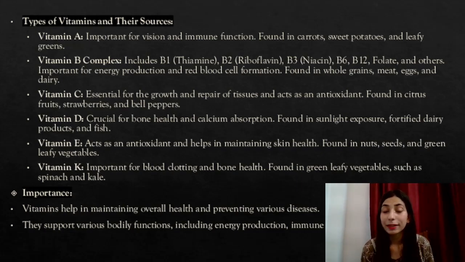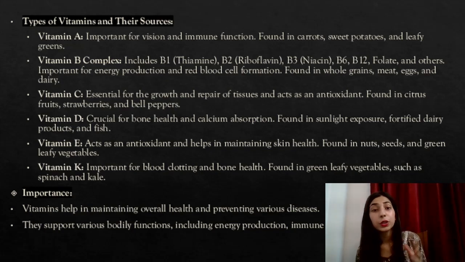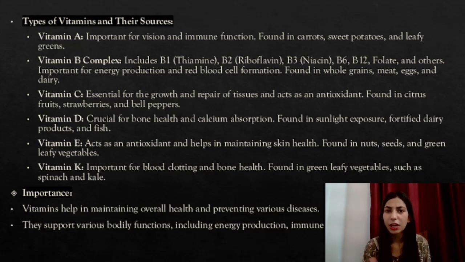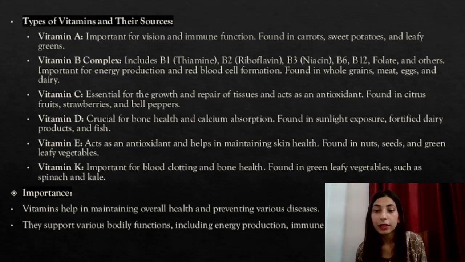Then vitamin B complex. It's a complex because it includes a lot of vitamins, like vitamin B1, B2, B6, B3, B12, folate, and others. These have their scientific names as well, so you need to know the names of these vitamins also. Like vitamin B1 is called thiamine, B2 is called riboflavin, B3 is called niacin, and they have their own specific functions. The generalized function of vitamin B complexes: they provide energy and they are good in red blood cell formation. They're found in whole grains, meat, eggs, and dairy.